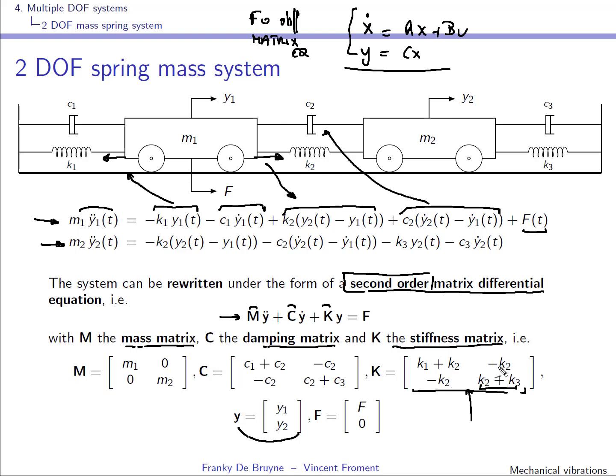And the off-diagonal elements, for instance 1,2, correspond to the spring that links mass 1 with mass 2. So this is this element here. It's spring 2, and you have to put its stiffness with a minus sign. And as the matrix is symmetric, of course, you have the same thing over here. So you can see that the damping and stiffness matrices can be constructed quite easily, and that it's very easy to obtain this second order matrix differential equation.